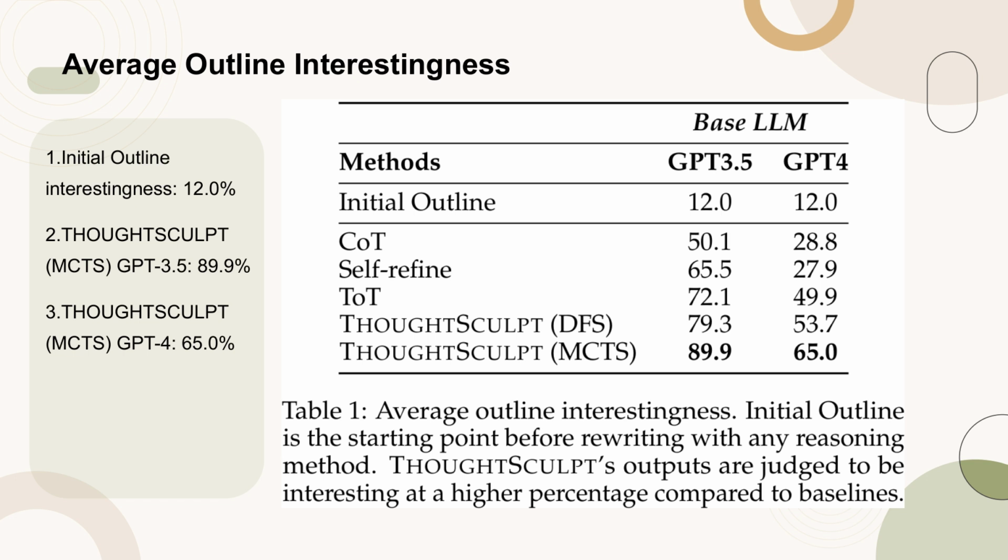The initial outline, which serves as the baseline, has an interestingness score of 12%. The THOUGHTSCULPT method with Monte Carlo Tree Search, MCTS, significantly outperforms other methods, achieving an interestingness percentage of 89.9% with GPT 3.5 and 65% with GPT 4. This table highlights the effectiveness of THOUGHTSCULPT in enhancing the interestingness of story outlines compared to other baselines.